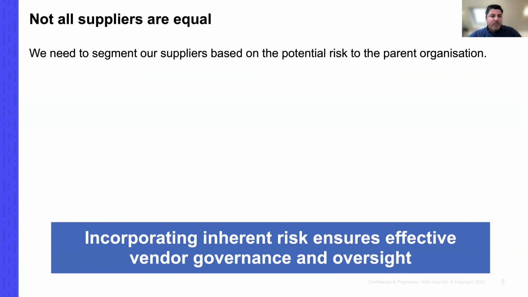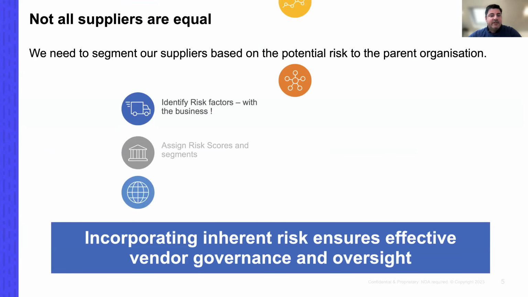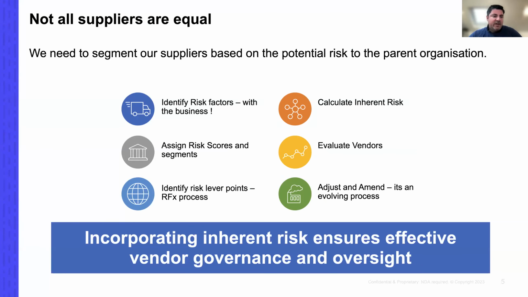So what we need to do is, not all suppliers are equal. And let me just build this slide. So what we're talking about here is inherent risk scoring. So what do I mean by inherent risk scoring? That's our vendor evaluation process, and it can really make sure that we're focusing our finite resources in terms of people and budget and capability on those vendors that really matter.